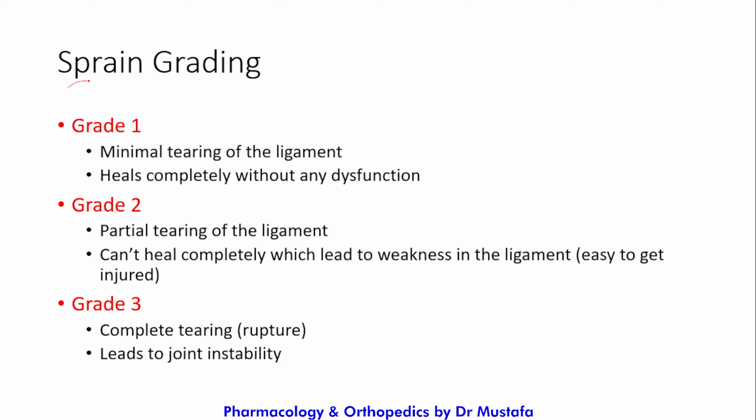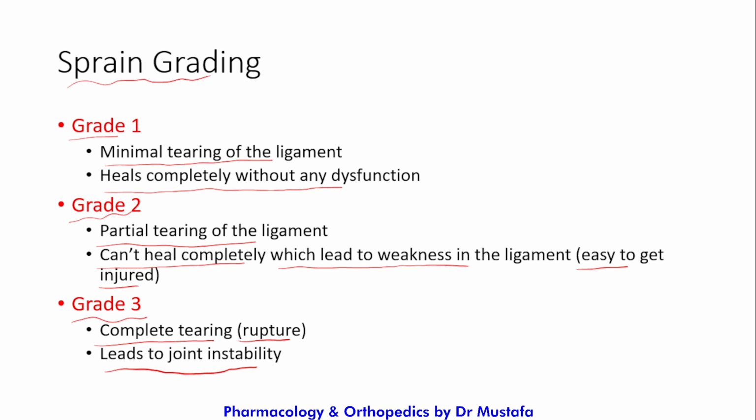Now let's talk about the sprain grading. The sprain has different grades depending on the severity of the injury. Grade 1 is minimal tearing of the ligament and it heals completely without any dysfunction. In grade 2 there is partial tearing of the ligament and it can't heal completely, which leads to weakness in the ligament, and it is easy to get injured recurrently. And in grade 3 there is complete tearing, rupture of the ligament, and it leads to joint instability, and it has to be treated surgically.